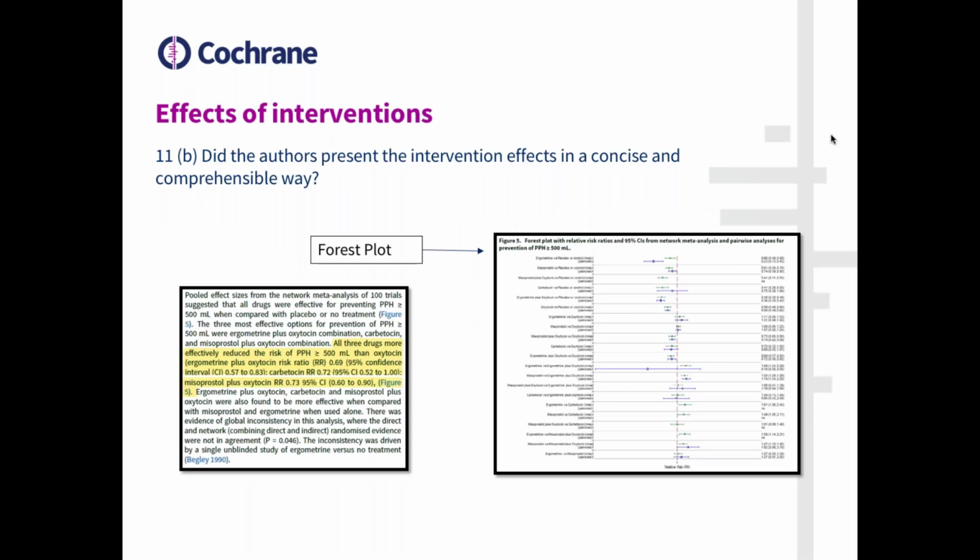The next question we ask is, have the authors presented the intervention effects in a concise and comprehensible way? So again, this is not an easy thing to do when you're talking about the results of a network meta-analysis because there's so much information, but it is still possible. We can just do a forest plot like the one we see here, and summarise the results of the forest plot in the text, along with the risk ratios and the confidence intervals and so forth.